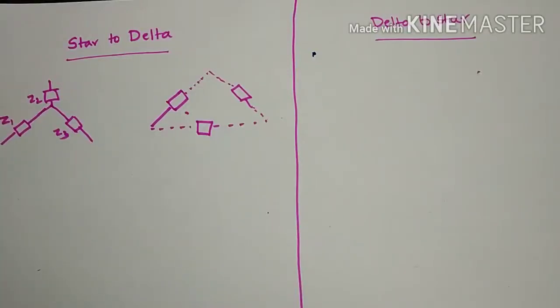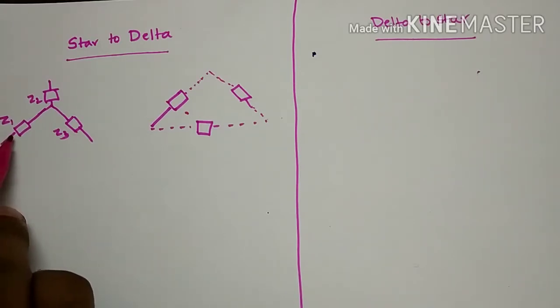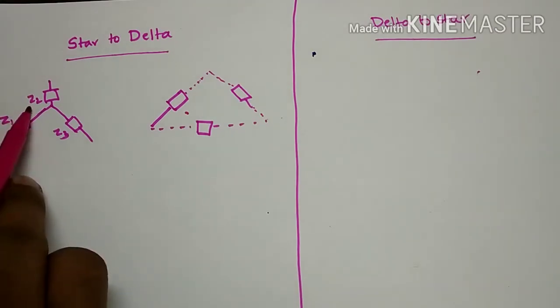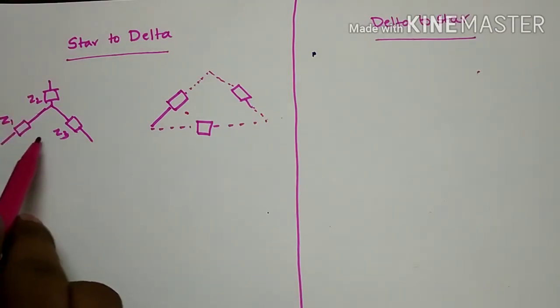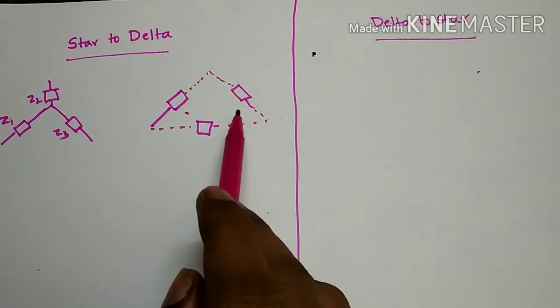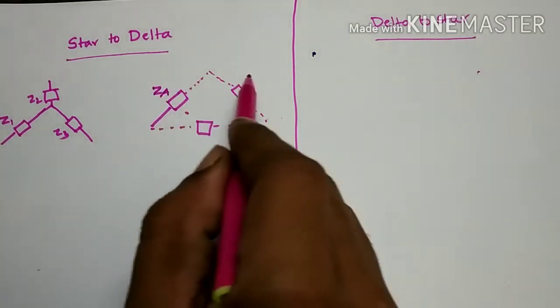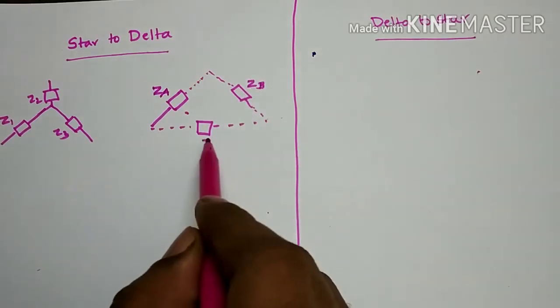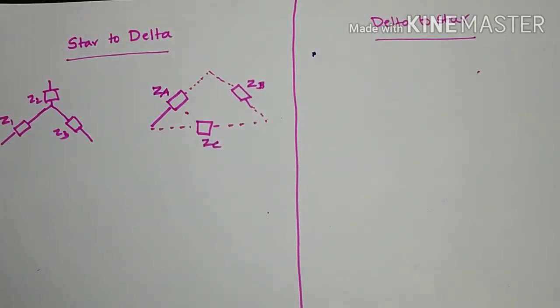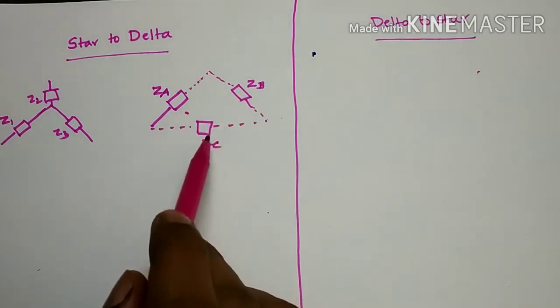Welcome to today's class. Today we will discuss star to delta and delta to star conversions in the network theory subject. So here I have drawn a star circuit with impedances Z1, Z2, Z3. These are the known values. The dotted ones are the unknown values, ZA, ZB, ZC. Now you have to find out ZA, ZB, ZC.